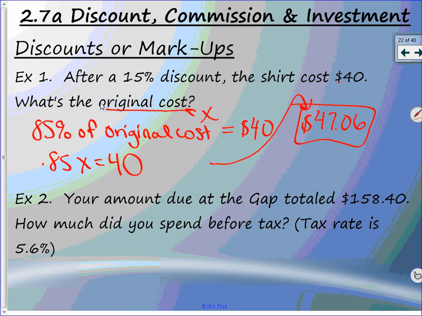Now, as you guys know, whenever we shop for most things, we have to pay taxes. And so if you go to the Gap and your total was $158.40, and what you're just curious about is what was your total prior to the tax being added on? So, like, how much did those clothes add up to before the taxes were put on? Any idea how you do that one?